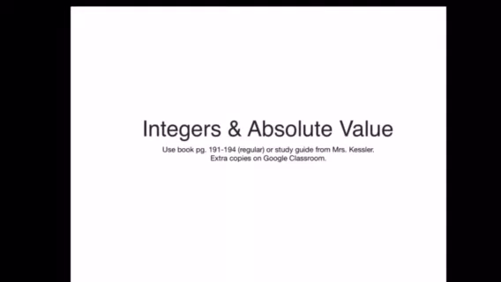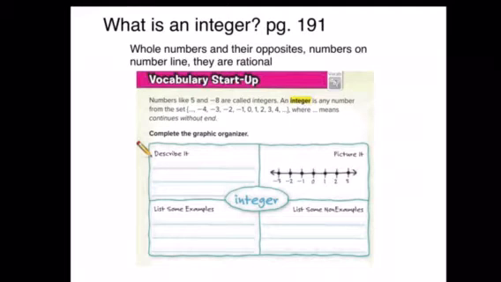So here we go. On page 191, we are asking, what is an integer? They put integer into the middle of this graphic organizer for you. I typed on here, an integer is whole numbers and their opposites. Numbers on the number line, they are rational. Now we'll get into exactly what a rational number is at another point, but I wanted to throw that out there while we were talking about the definition of an integer. So numbers like 5, -8, they're integers. They're the numbers on the number line.